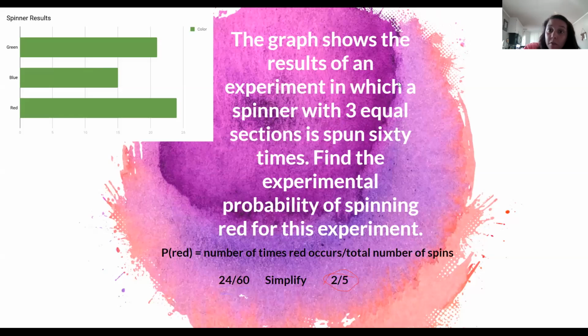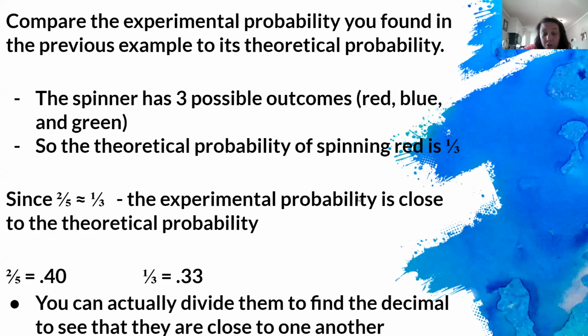So still using this same example and talking about theoretical probability. You are going to compare the experimental probability you found in the previous example to the theoretical probability. So remember, experimental was what actually happened, theoretical is what should happen. So looking at the screen right here, it says the spinner has 3 possible outcomes. So it could land on red, blue, or green. So the theoretical probability of landing on red would be 1/3. There are 3 colors, only one section would be red. So the theoretical probability, or what should happen, is that for every spin, I have 1 chance out of 3 of landing on red.